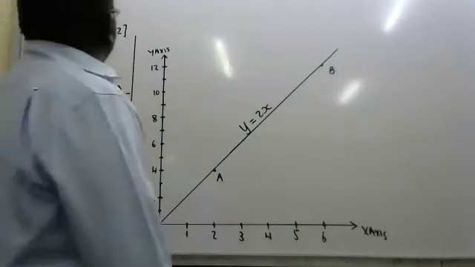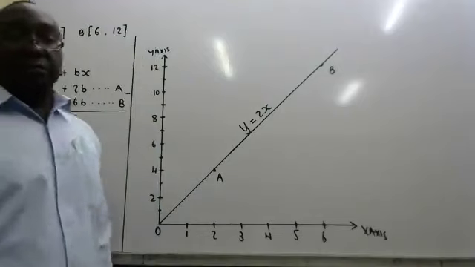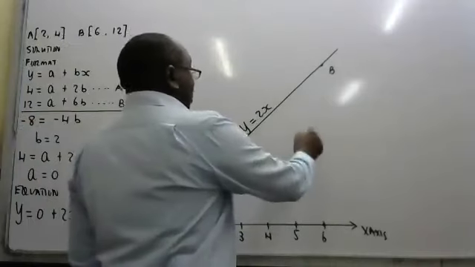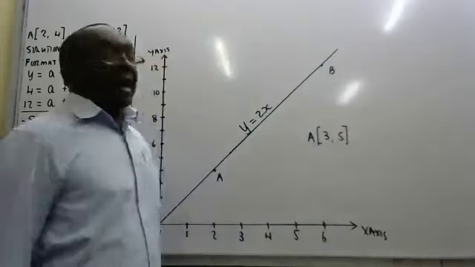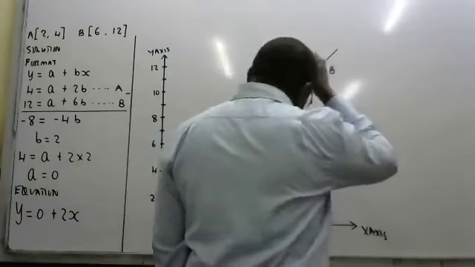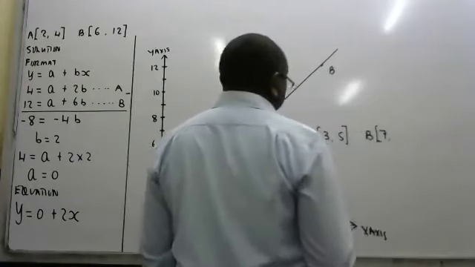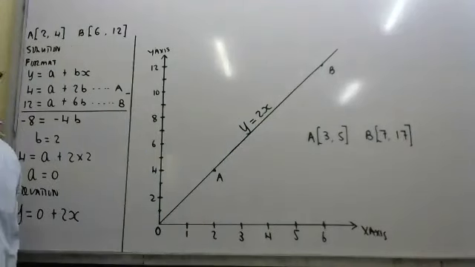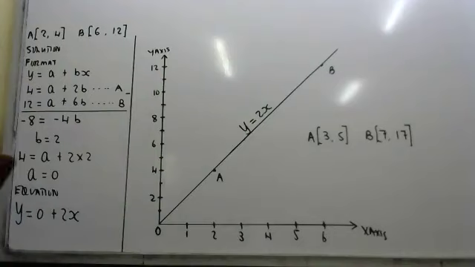Look at example 2. Develop and plot a function passing through point A, 3, 5, and B, 7. So I'd like you to allow a small space, like what this other one has taken. You do that. That is part of your notes. After you have allowed that space, look at example 3.